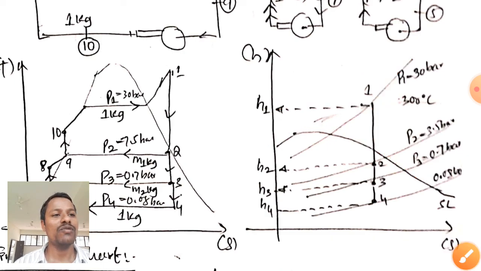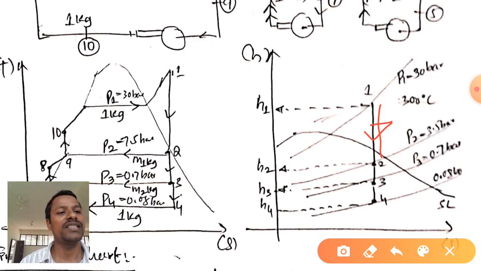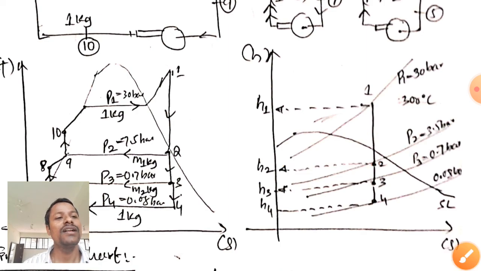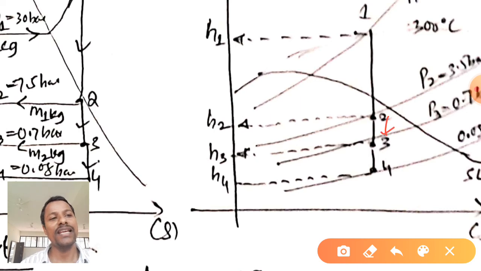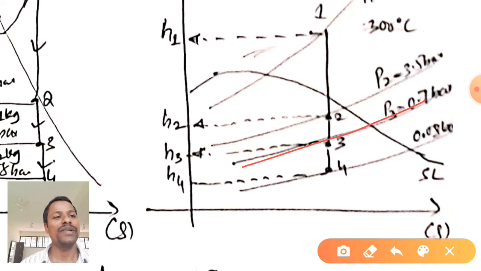Now from point 1, I will drop a vertical line downward till it cuts the next extraction pressure, that is P2 equal to 3.5 bar. Wherever both intersect, I will mark this as point 2. From this point 2 I will read the H2 value. Then from 2 to 3, it further undergoes isentropic expansion. I will drop a vertical line till the next pressure, that is P3 equal to 0.7 bar. Wherever both intersect, I will read the enthalpy at state 3.